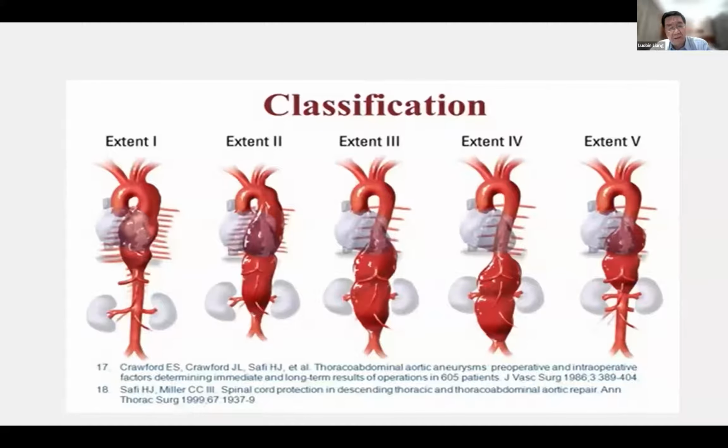Then there is the classification, based on the area the aneurysm involves. It is classified into 4 types based on Dr. Crawford. Based on that, Dr. Safi added type 5. These are based on the different areas the aneurysm involves.